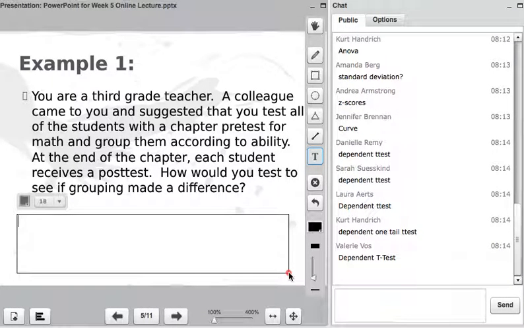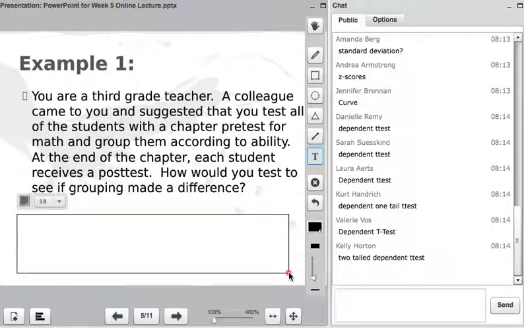Okay, very nice. So we're all in agreement that it would be a dependent t-test. We know it's a t-test because we're looking for a difference. We know it's a dependent t-test because it is a post-test and a pre-test. Now, there's disagreement on whether it's a one-tailed or a two-tailed t-test. And based on this description, you really wouldn't be able to tell conclusively, because it doesn't say what the researcher is looking for. Oh, it does. My mistake. It says right here, see if grouping made a difference.